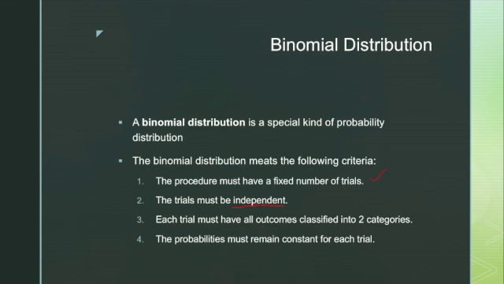Each trial must have all outcomes classified into two categories. In that case, that's going to be success and failure. So for example, I successfully got heads, or I failed to get heads when I flipped a coin. And the probabilities also must remain constant for each trial.